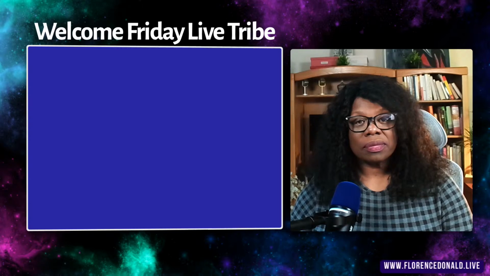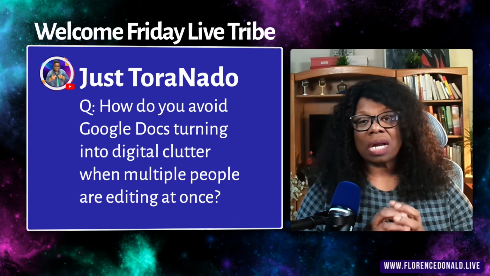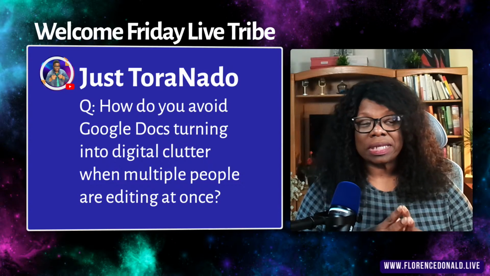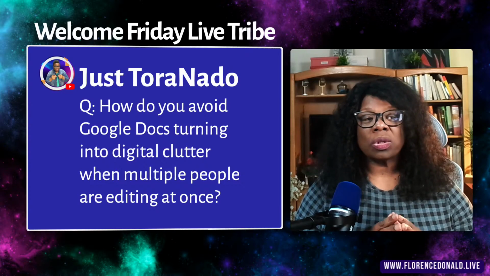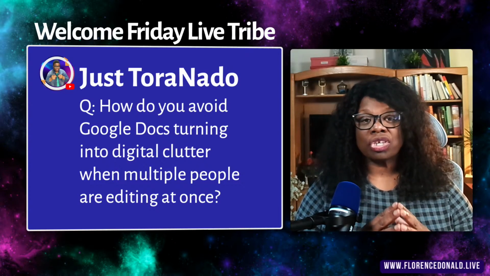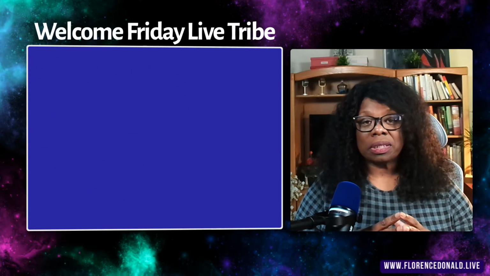All right. So the question that Tora has is, how do you avoid Google Docs turning into digital clutter when multiple people are editing at once? Great question. Google Docs has one of the best built-in version control capabilities in the marketplace. You can always go back to a previous version. You can save those versions. It automatically puts the versions in the document. That's how you avoid digital clutter.